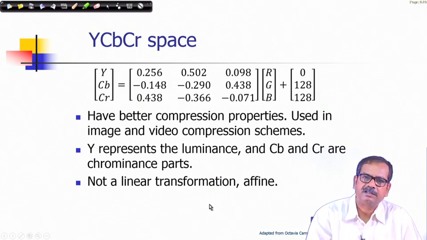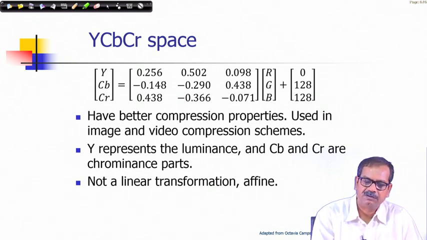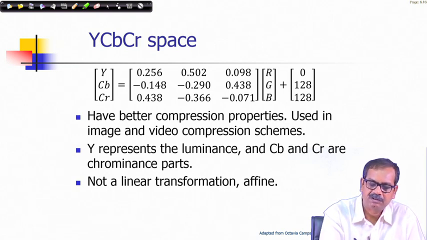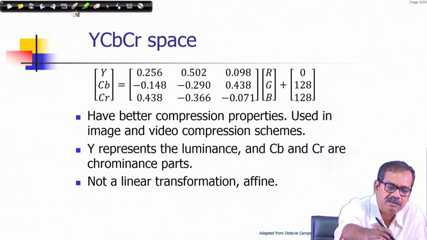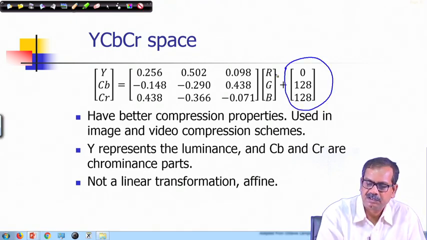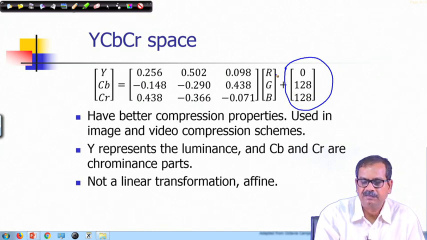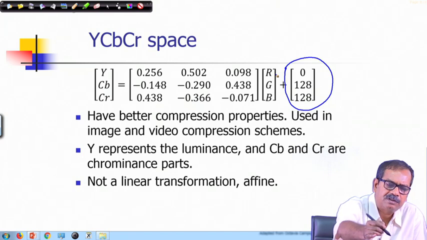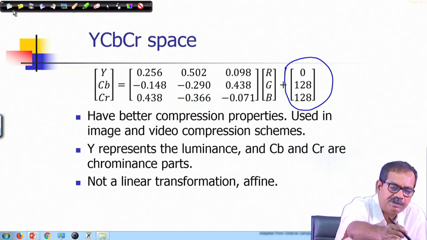But it is not a linear transform, it is an affine transform, because there is an additive component in the transformation, a translatory component or additive component at the end, which makes this transformation affine. Otherwise, if I leave aside this part and consider modified Cb as Cb minus 128 and Cr as Cr minus 128, then you have a linear transformation from RGB to that. So, that is also sometimes used in color representation.